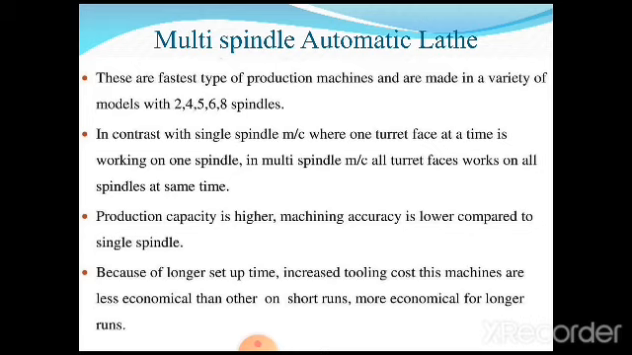And in case of multi-spindle automatic lathes, what happens? These are considered to be the fastest type of production machines and are made in a variety of models with 2, 4, 5, 6, 8 spindles. So that depends. That is why it is called a multi-spindle. Why is it called a multi-spindle? The number of spindles is more than one.